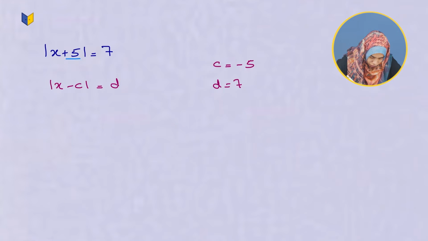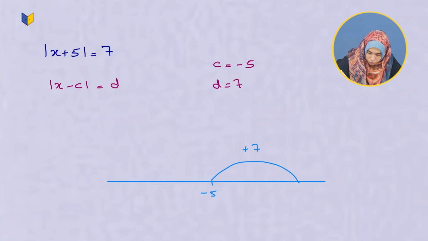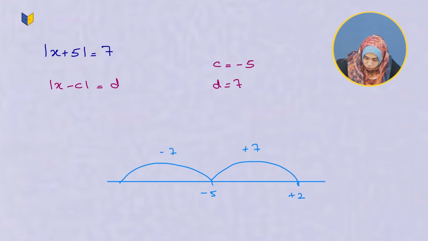Now once you have this, you can draw a number line to find the two solutions to this equation. Center minus 5, one x value is d units towards the right, so plus 7, and one value would be the same number of units towards the left, so minus 7. Minus 5 plus 7 is plus 2, that's your first solution. Minus 5 minus 7 is minus 12, which is the second solution to this modular equation.